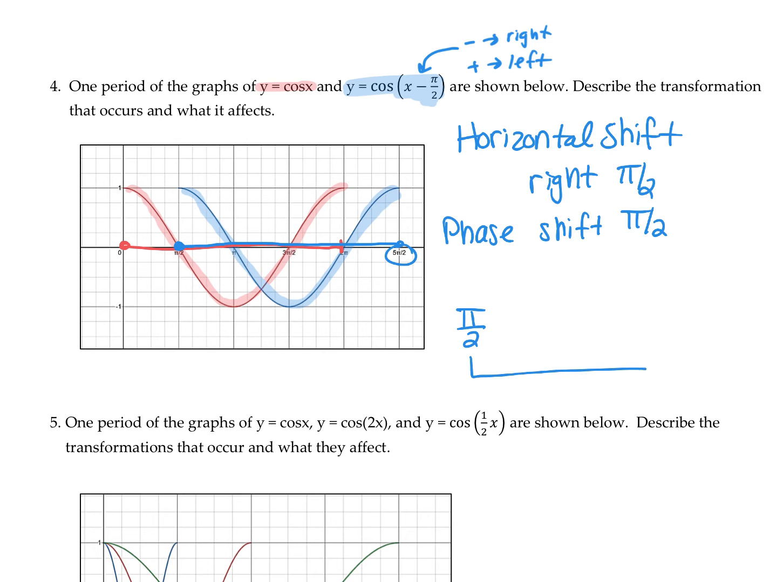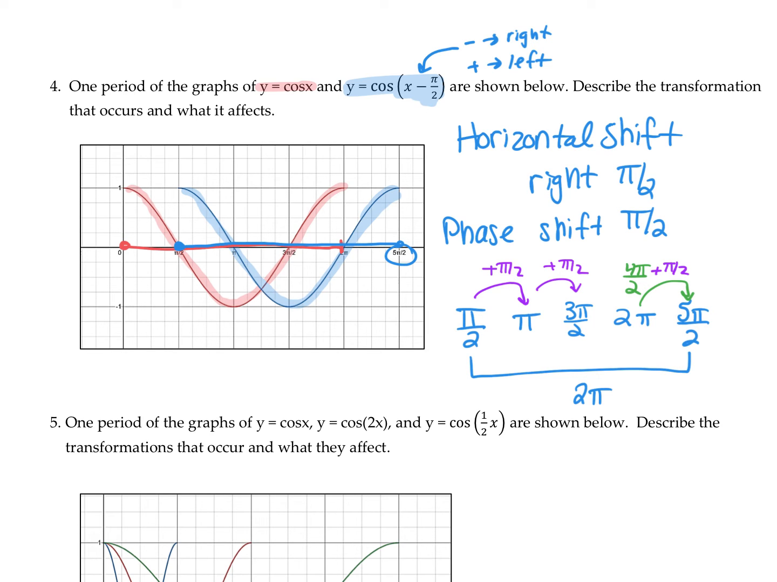And that's because, again, my period is still 2 pi, so the length of my wave is still 2 pi, but since I shifted over, I need to have that other point. So it's going to go pi over 2, pi, 3 pi over 2, 2 pi. So then how do I get this next point? Well, 2 pi is the same as 4 pi over 2, so we're adding pi over 2 each time, and that's how I get 5 pi over 2. And that's the same pattern from here. If I add pi over 2, add pi over 2, so on and so forth.